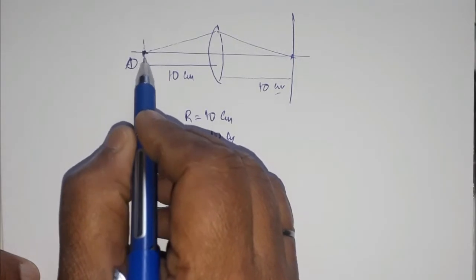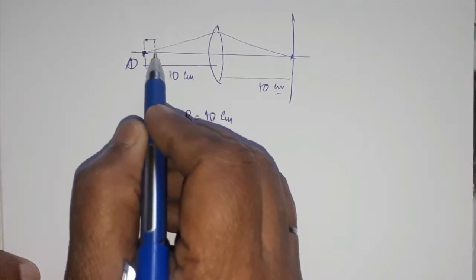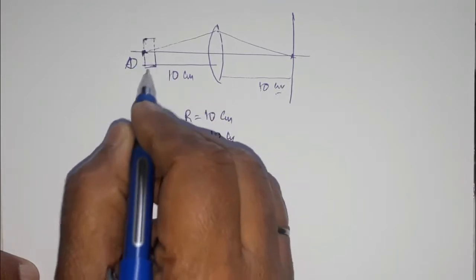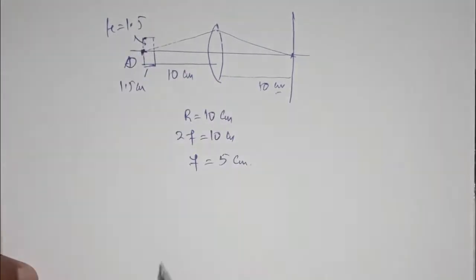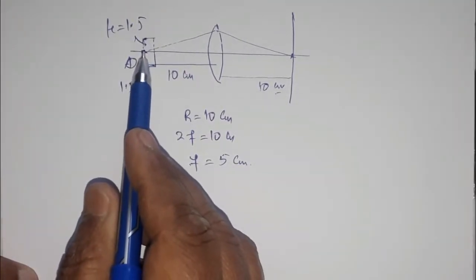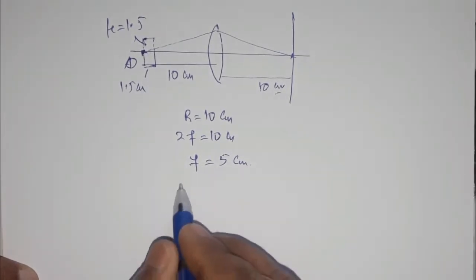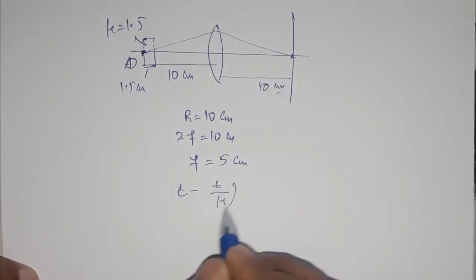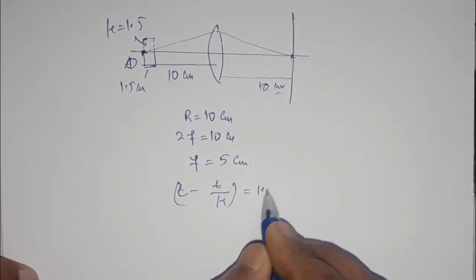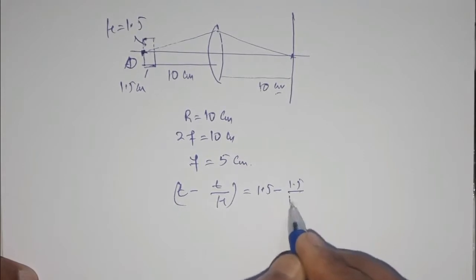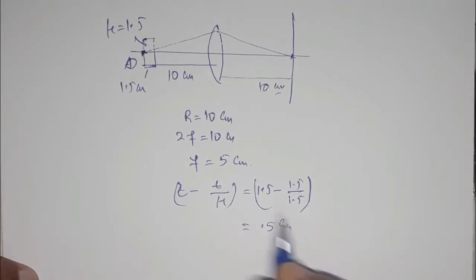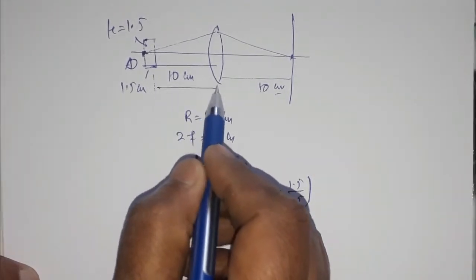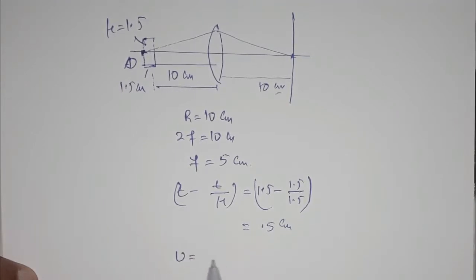Now it is said that a glass slab is put here. It has thickness 1.5 centimeter, mu is 1.5. That means the object will be shifted by the distance t minus t upon mu, that is 1.5 minus 1.5 divided by 1.5, that is 0.5 centimeter. So the new object distance will be minus 9.5 centimeter.